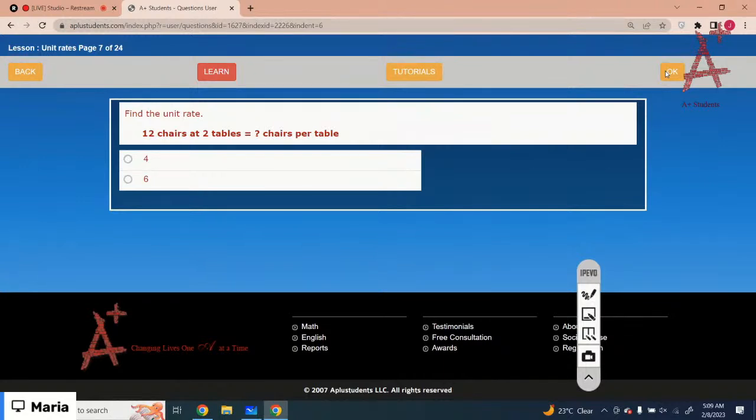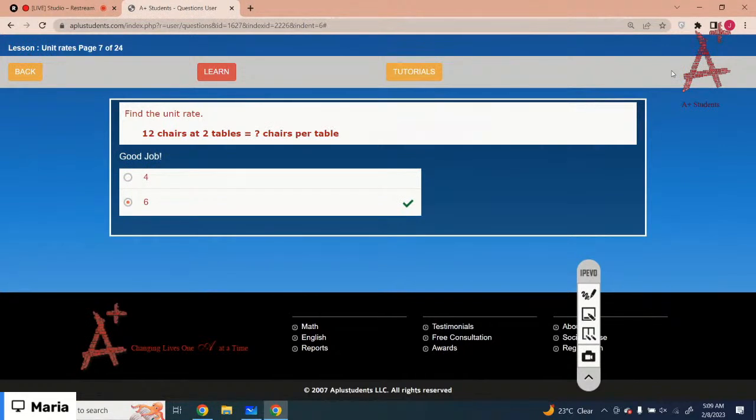Got it? No, not 4. 2 times 6 is 12. So the correct option is 6. That means 6 chairs per table. Got it? 2 times 6 is 12, not 4.